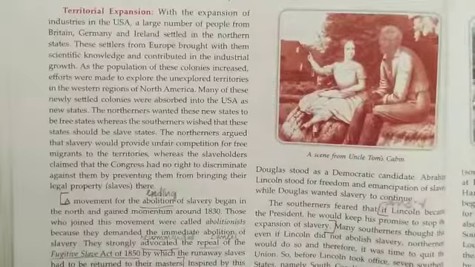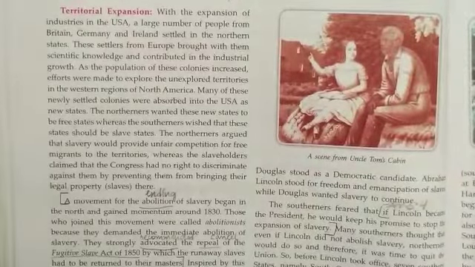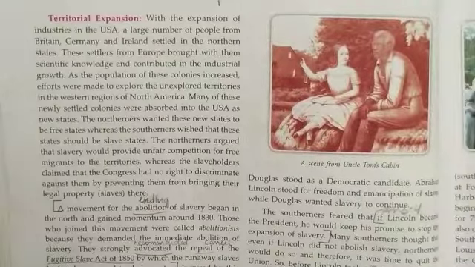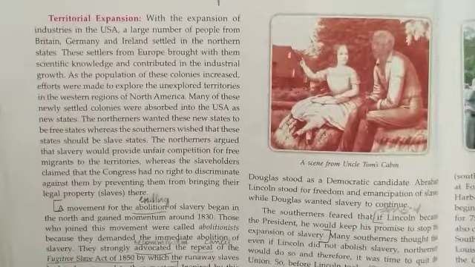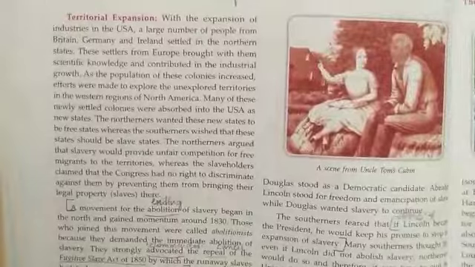Today we discussed two causes which led to the outbreak of the American Civil War: the problem of slavery and also territorial expansion. So we'll stop for today.